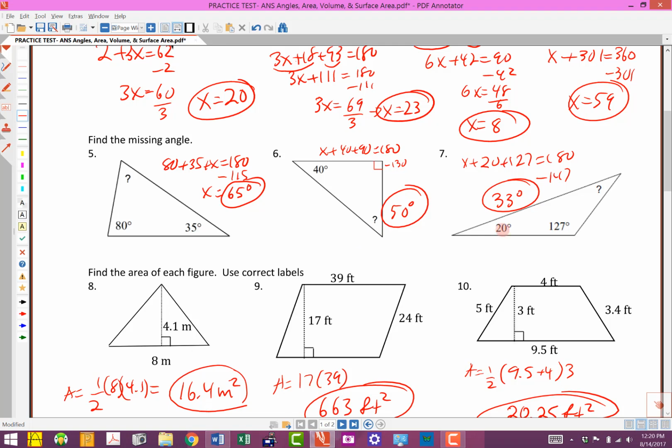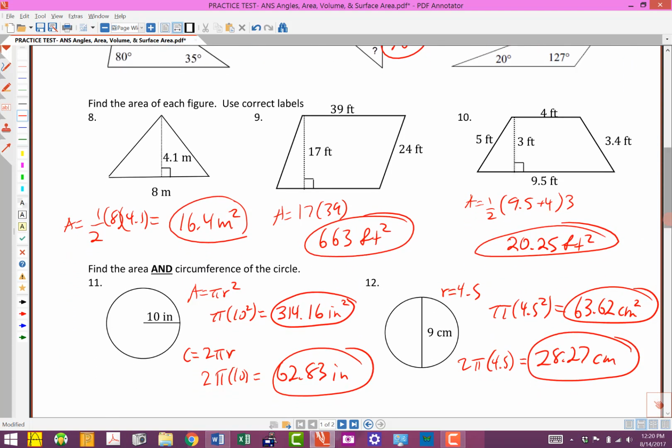Same type of thing here. We've got the 20, the 127, and then that missing piece there. We combine those together. That's 147. Subtract, and we get 33 degrees. So nice, clear work here. Circled the answer. There's no question what we think the answer is on each one of these.